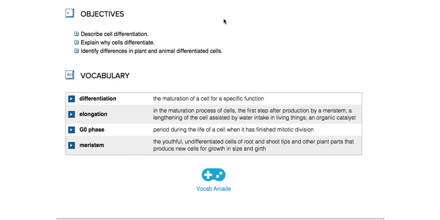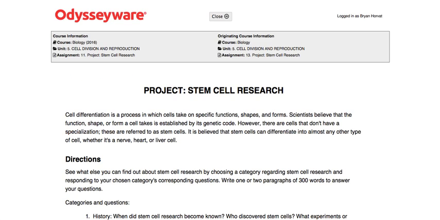So really, what this project seeks to do, and we're going to flip over to it here, is to have you understand that cell differentiation is a process by which cells take on specific functions, shapes, and forms, and we believe that these functions, shapes, and forms that a cell takes are established by our genetic code, by our makeup. And what we do know, and what you know from the video, is that stem cells can differentiate into almost any type of cell. It doesn't matter what it is, they differentiate into any type of cell.